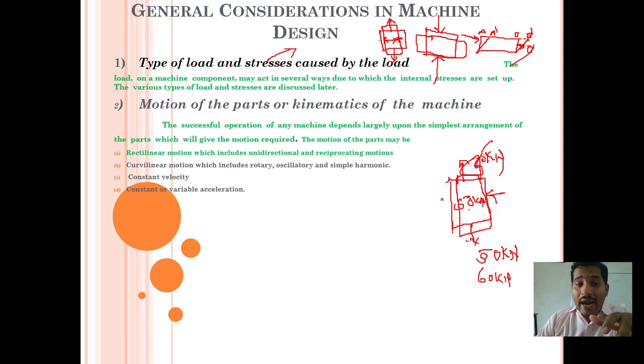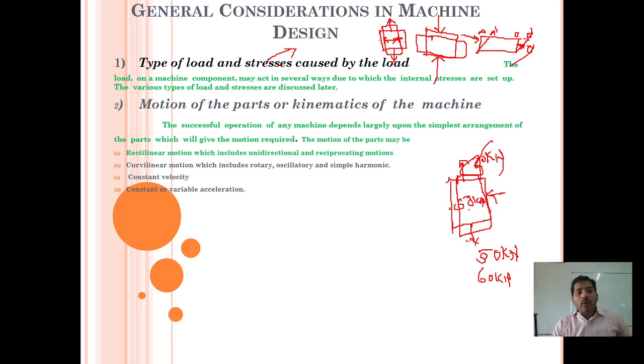So this means that whichever type of load is applied, maybe a point load, UDL or UVL, or stresses, maybe tensile, compressive or shear stress, on a machine component, internal stresses are set up in several ways. If you increase the load beyond the limit, then only the body will fail, otherwise the body will not fail. So we have studied the types of load and stresses caused by the load. The first step is completed.